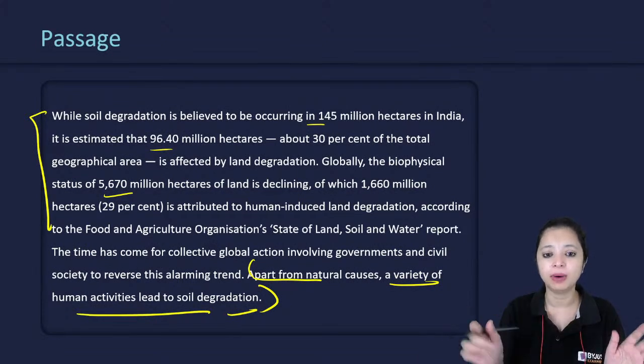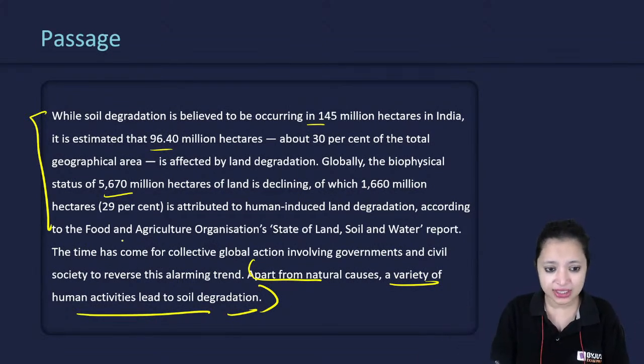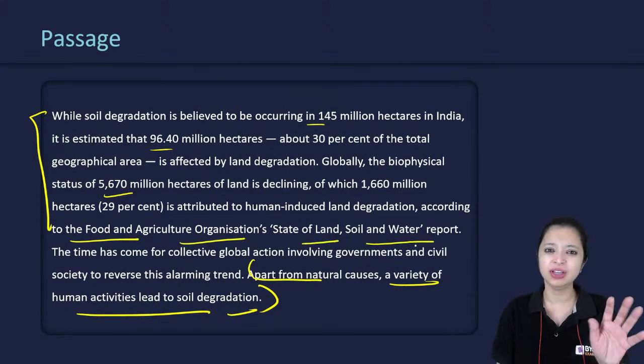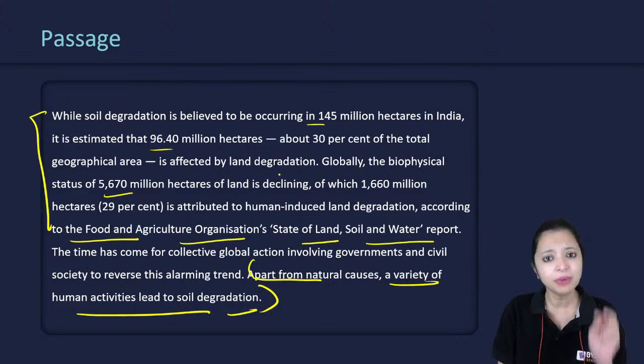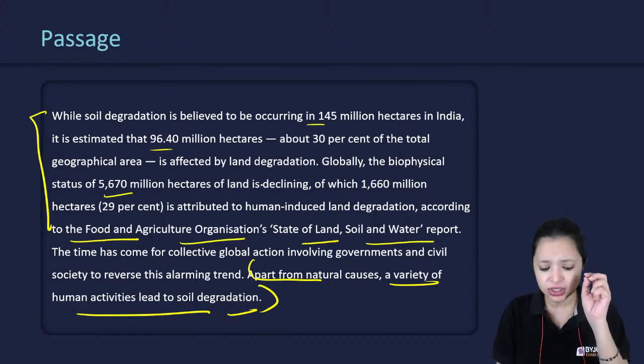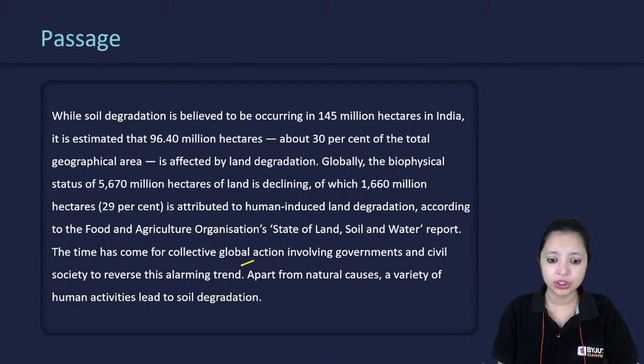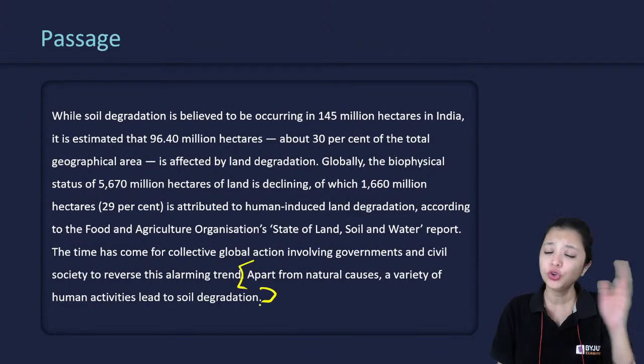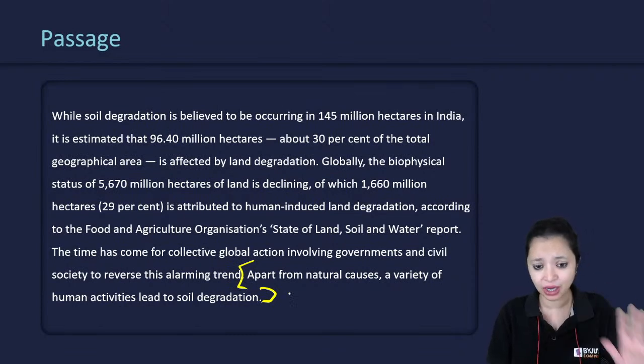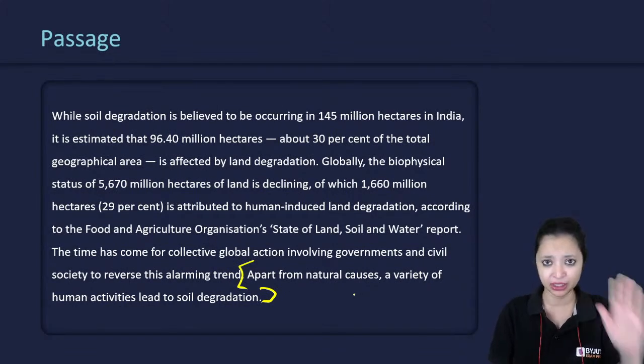I can leave the whole part. Just merely look at some words, Food and Agriculture Organization, state of land, soil and water. We know it's degraded. These numbers add on to the degradation. It shows the severity of the problem. Not an important part. The only important part is, and that too not a very important one, but yet I can mark it as an important line because you think so.